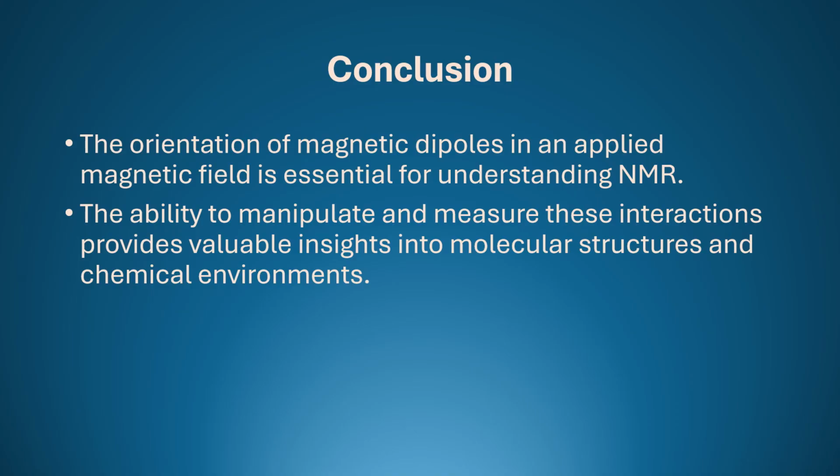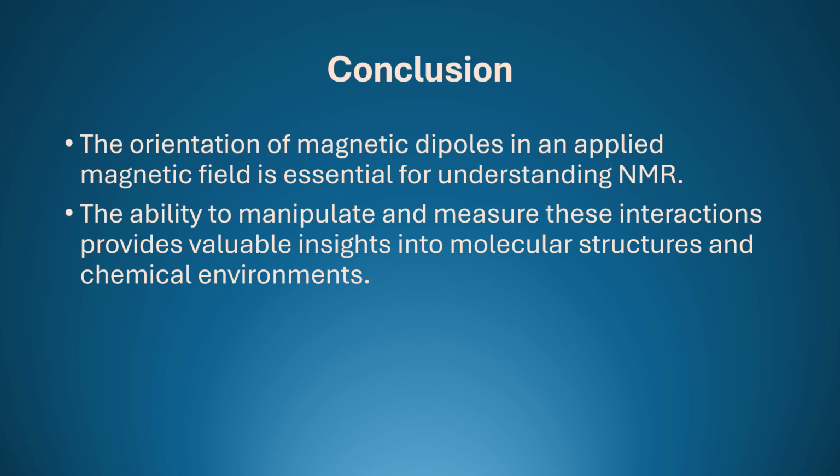In nuclear magnetic resonance, NMR, the orientation of magnetic dipoles in an applied magnetic field is a crucial concept for understanding how NMR works. The way these magnetic moments align or interact with the field affects the resulting signals and spectra, which are key to obtaining molecular information.